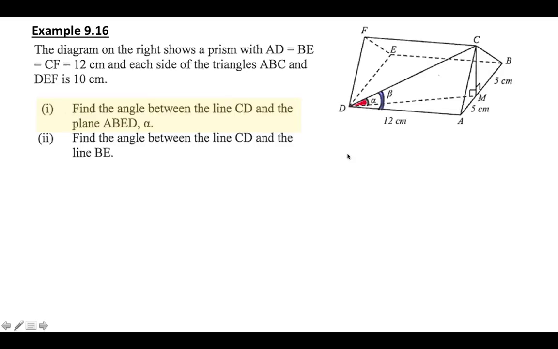For this question, we are asked to find the angle between the line CD and the plane ABED. So if you look at the diagram over here, actually the angle that we are required to find is this angle CDM, indicated by the red angle alpha here. So I'm going to draw the triangle CDM over here.